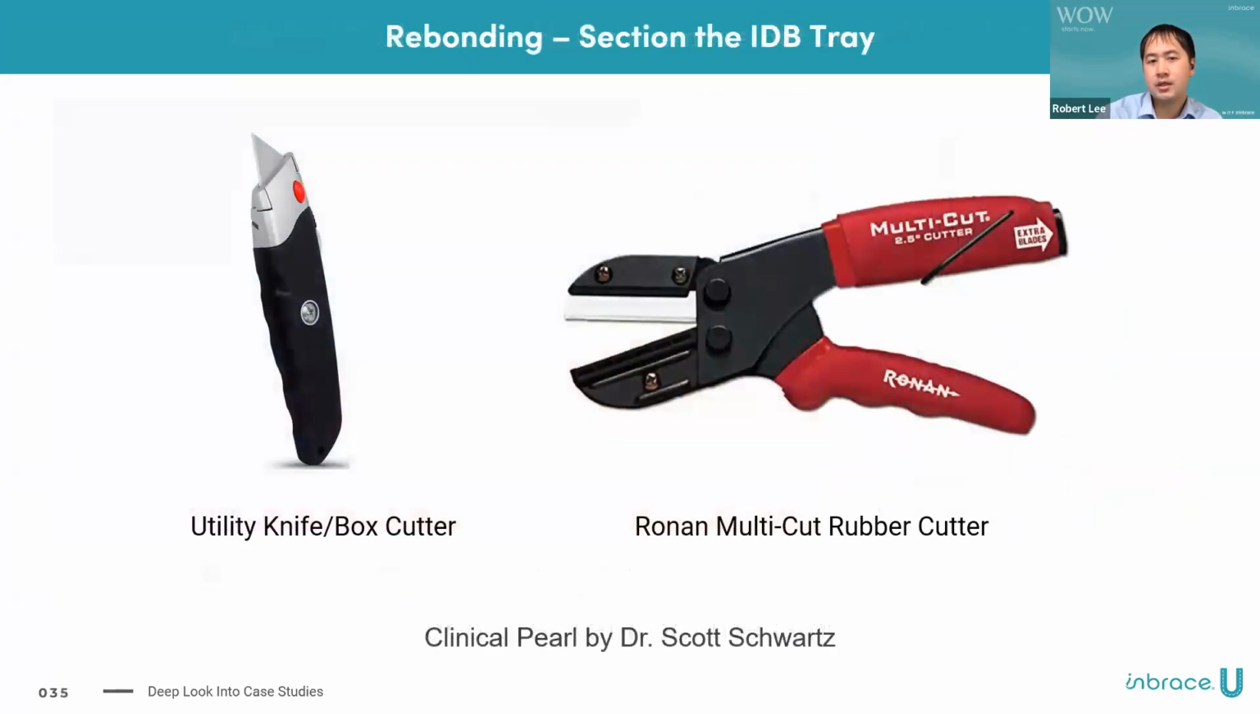When you're ready to section the IDB tray, what works best is either a box cutter or this rubber cutter, because if you use an X-Acto knife or a scalpel, it's going to bend. You need something a lot heavier duty. This is a clinical pearl by Dr. Scott Schwartz. My assistants really like the rubber cutter. You can get it on Amazon. It's very controlled and it cuts really nicely and smoothly, so that works really, really well.